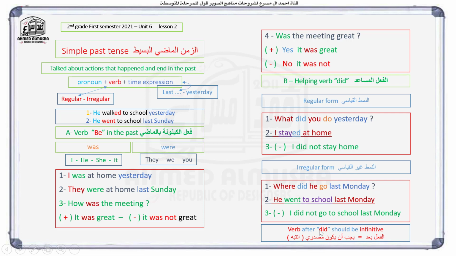So pay attention to this grammar: the verb after did should be infinitive. Otherwise, if it is in the question, did go. Or in the sentence, if it is negative, I didn't go. Also here, did do. Now here, stayed, or here, didn't stay. So the verb after did in a question or a negative sentence should be infinitive. You have to pay attention to that one.